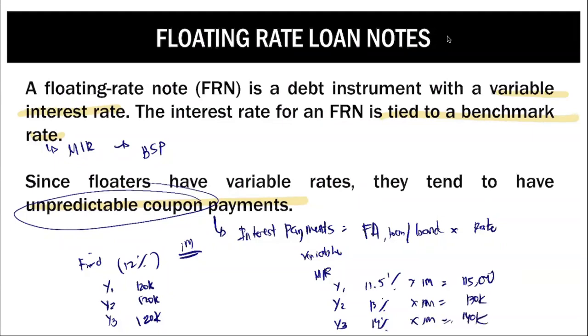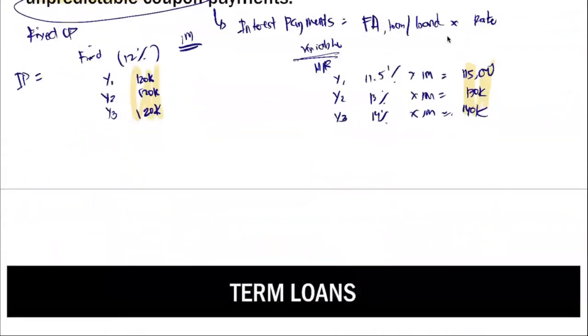So as I said, if you have fixed coupon payments, meaning your interest payments are equal during the term of the loan. But if you have variable interest payments, your interest payments differ each year depending on the benchmark rate. And our benchmark rate is your market interest rate. So as you can see, in fixed you have equal, while in your variable we have unequal because it is based on your market interest rate.